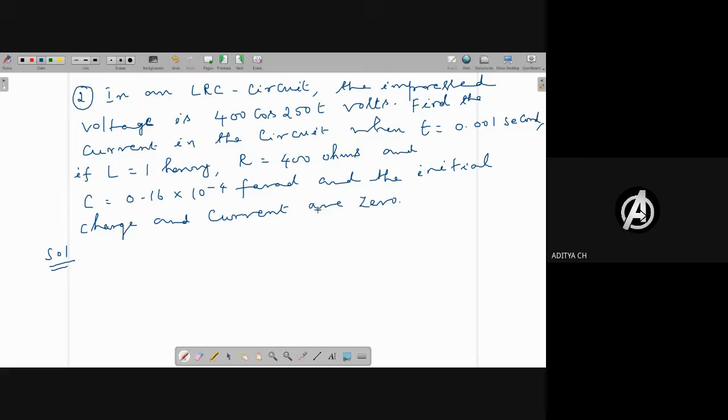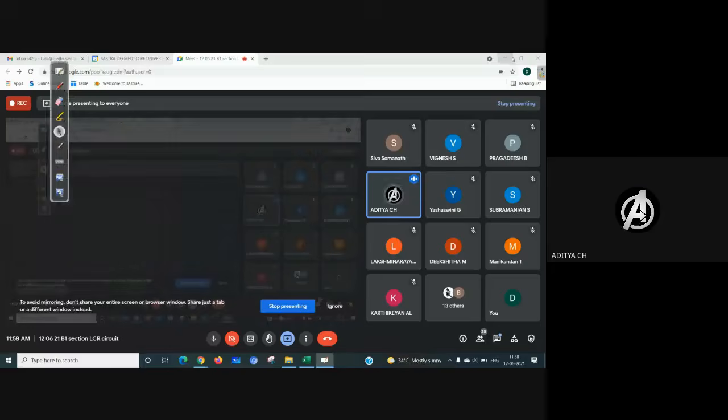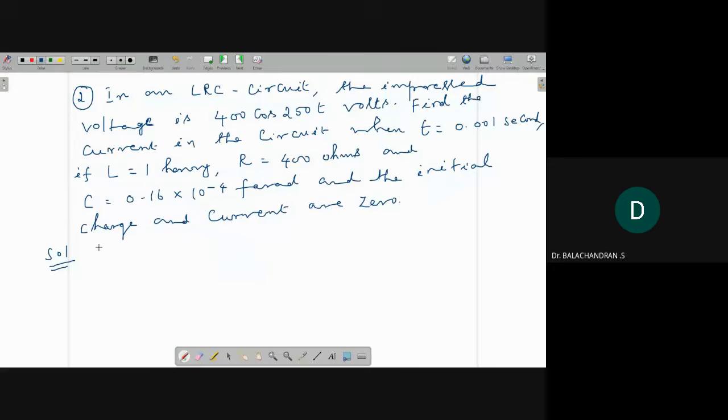L d square q by dt square, plus R dq by dt, plus q by C, is equal to E of t. Very good.